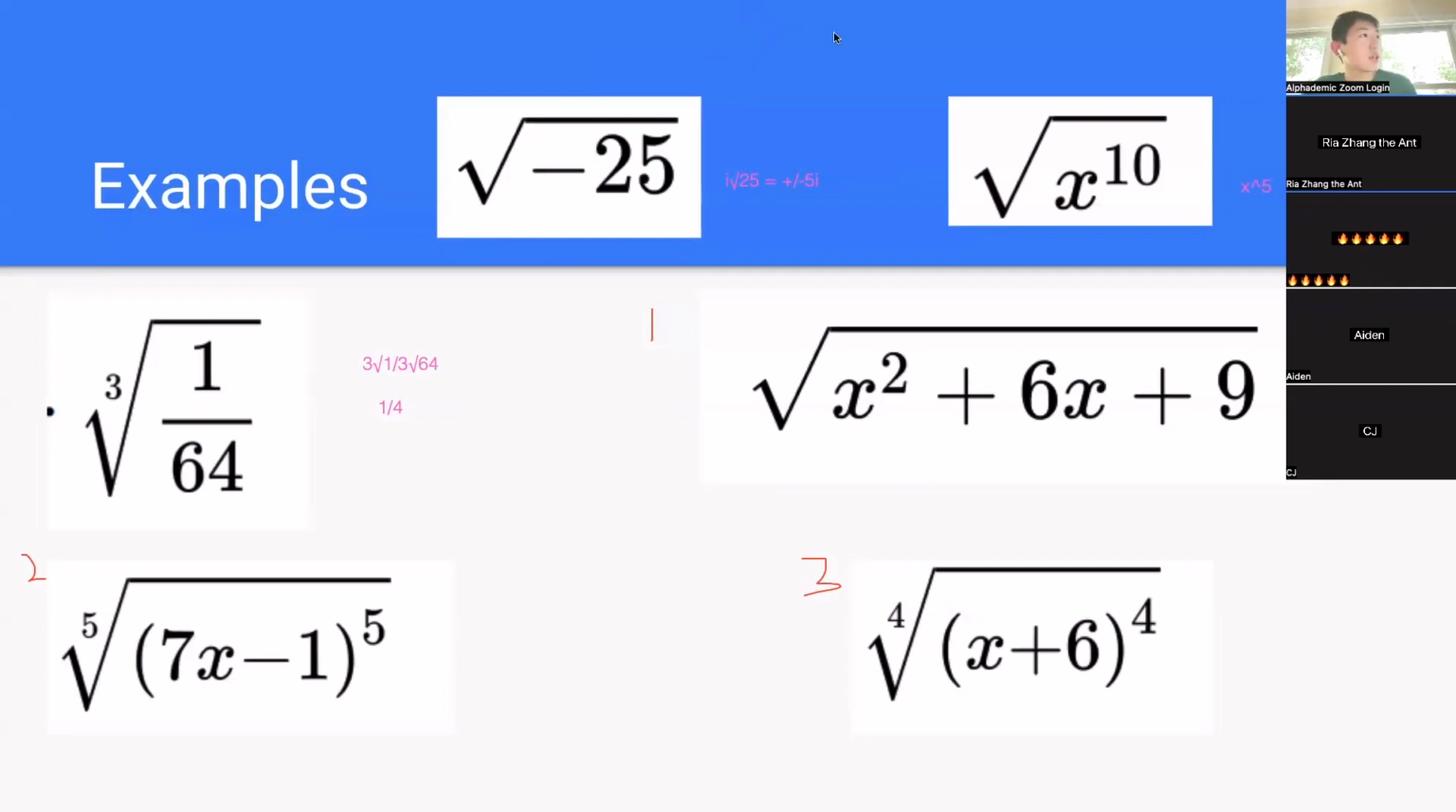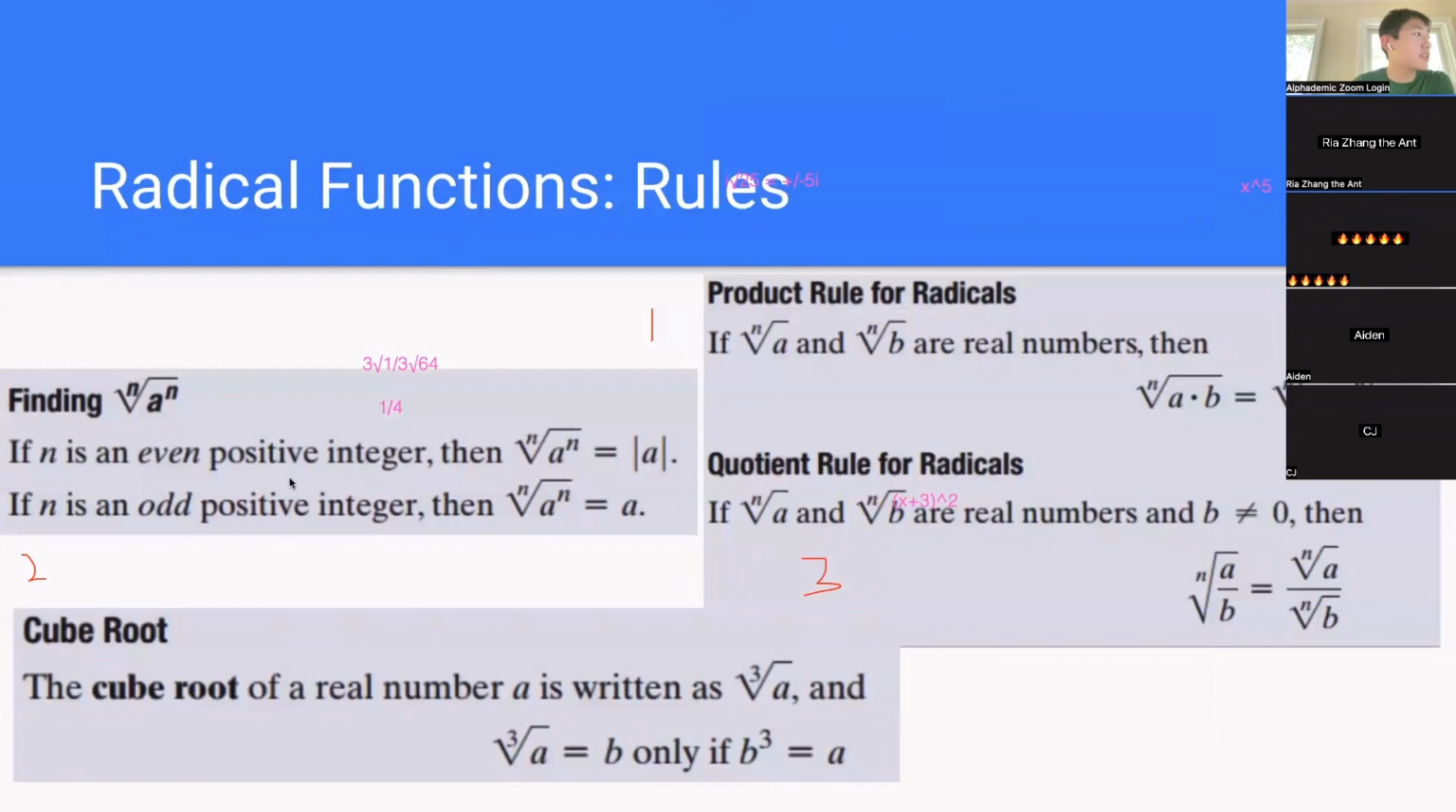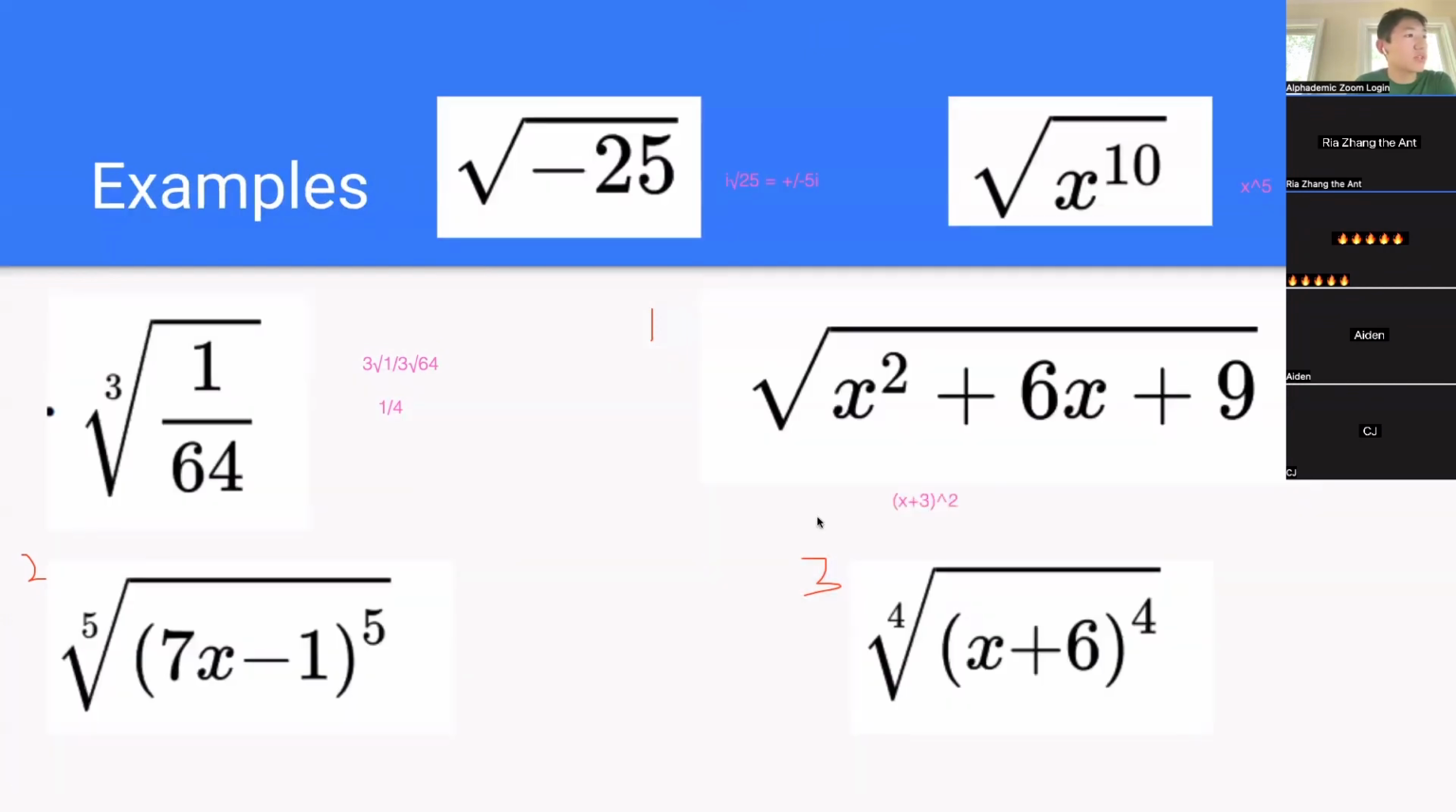So for number one right here, if you look at this, you can see that it is a perfect square function. So you have x plus 3 squared inside. And of course, if we reference the rule that we talked about in the previous slide, if n is an even positive integer, then the nth root of a to the nth is equal to the absolute value of a. Right here, we can see that even though it isn't shown, the number right here is 2.